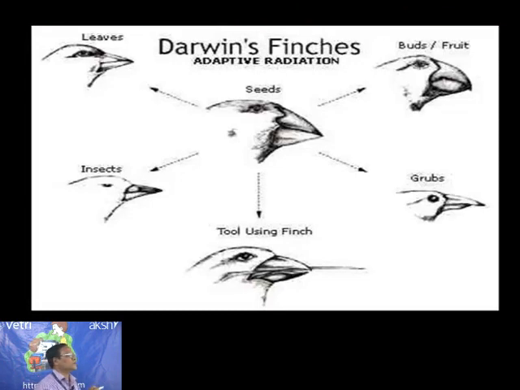Now this is Darwin's finches. The primitive ancestral form was nothing but a seed eater. From the seed eater variety, we have developed a number of species. Some of them are eating on buds and fruits. Some of them are eating on grubs, nothing but the insect larvae and other simple organisms. And some of them are using a tool.